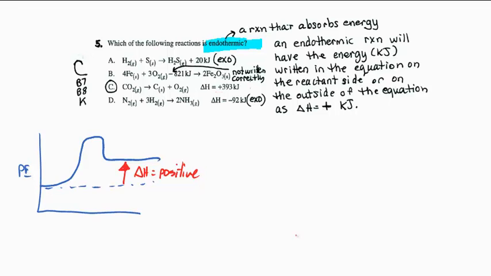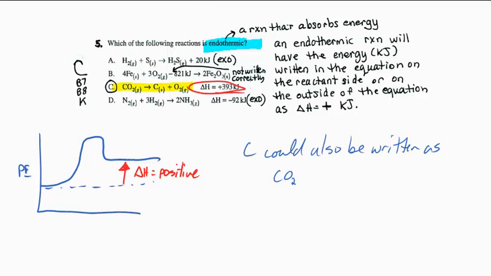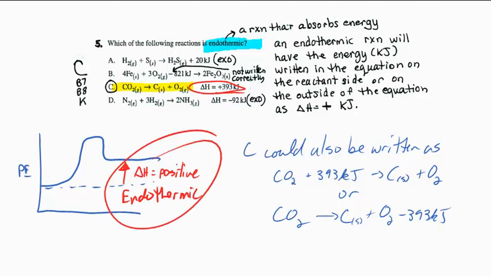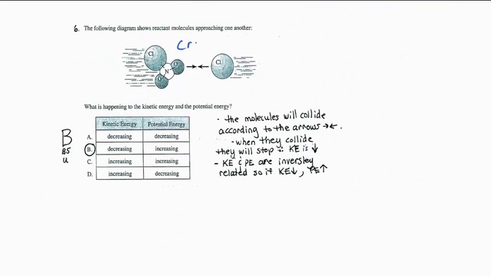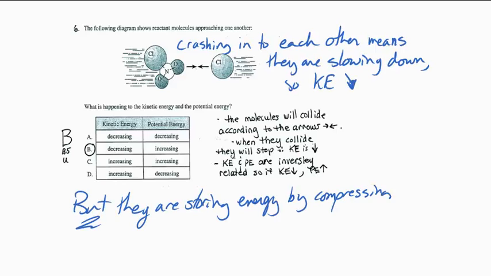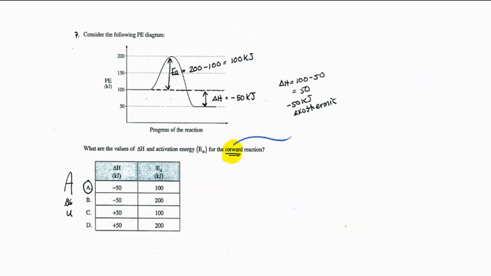Now, endothermic means that the product enthalpy is greater than the reactant enthalpy, and so we see that the arrow is pointing up. That's like positive energy in the reactants. Well, here we have molecules crashing together again, and they are slowing down, so kinetic energy decreases, but they are storing energy, so potential energy increases. Really, we saw this question earlier.